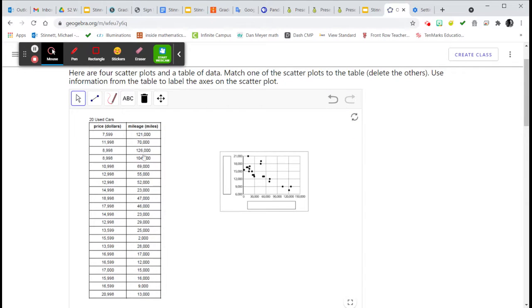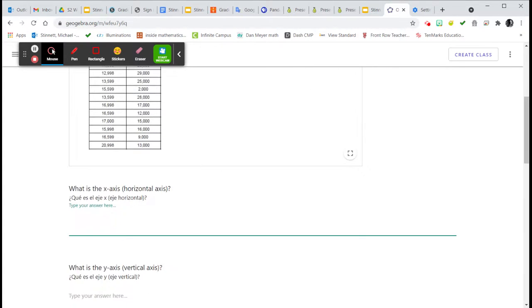But what is it? Is it going to be price or mileage? Well, we already kind of talked about it. It went from 0 to 150,000, and what fit in there was my mileage. So I'd come down and say, this is my mileage in miles.